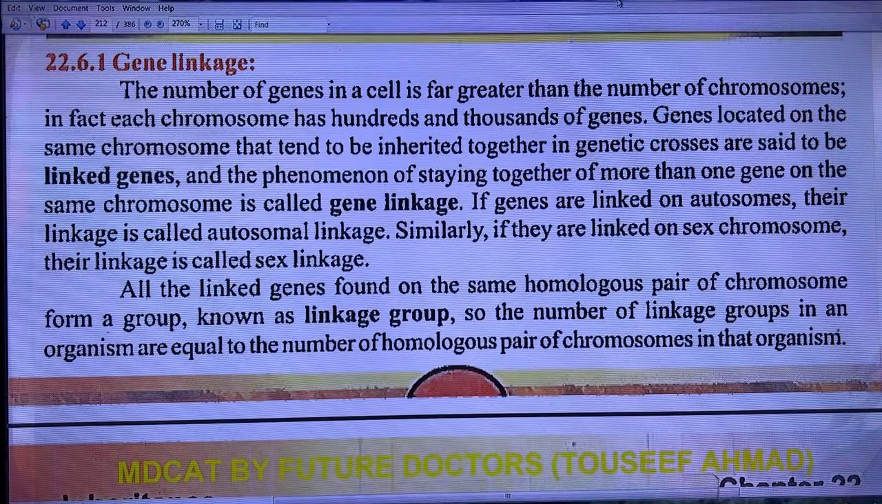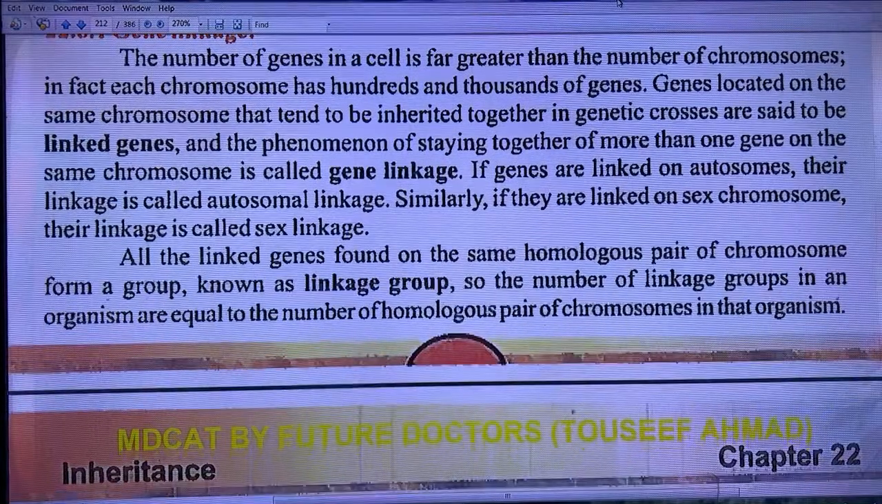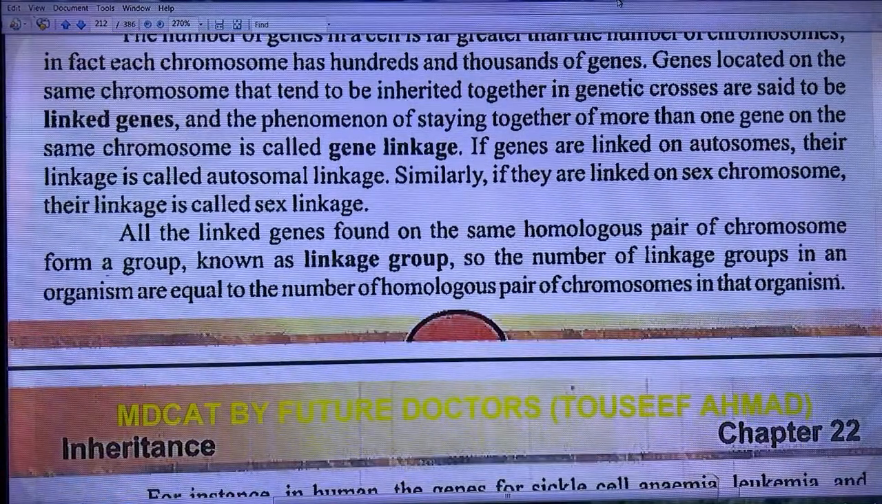If genes are linked on an autosome, their linkage is called autosomal linkage. Similarly, if they are linked on sex chromosomes, their linkage is called sex linkage. All the linked genes found on the same homologous pair of chromosomes form a group known as a linkage group. So the number of linkage groups in an organism is equal to the number of homologous pairs of chromosomes in that organism.